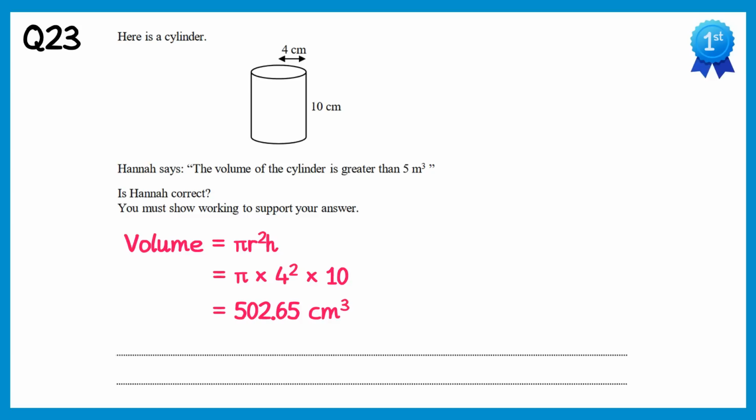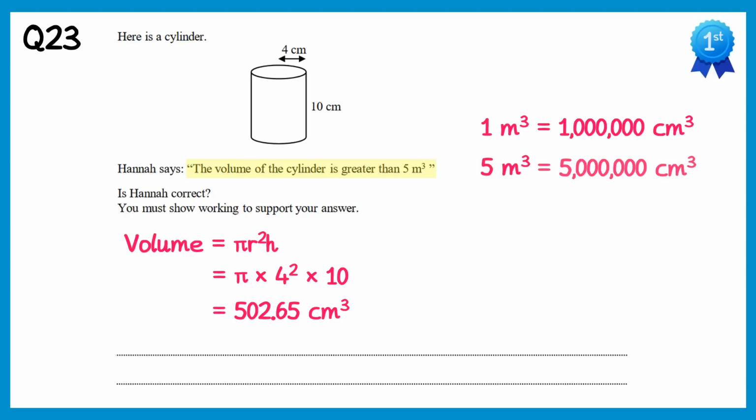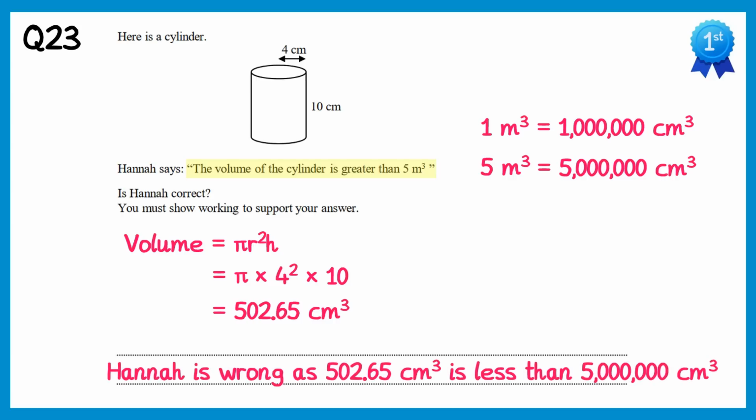Now Hannah says the volume of the cylinder is greater than 5 meters cubed. 1 meter cubed is equal to 1 million centimeters cubed. So 5 meters cubed, which Hannah is saying, is equal to 5 million centimeters cubed. Hannah thinks the volume of this cylinder is greater than that, but the volume is only 500. That's nowhere near 5 million. So Hannah is wrong, as 502.65 centimeters cubed is actually a lot less than 5 million centimeters cubed.